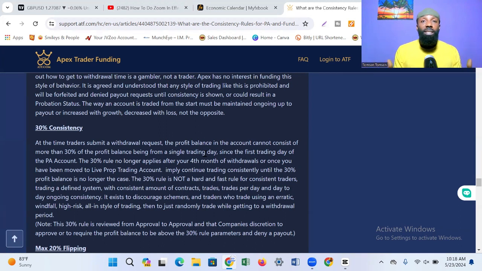Just look at the total amount of money you are making a payout request from, okay, and make sure that a single day's trade does not exceed 30% of that total sum, okay. I think the thing is quite self-explanatory. I hope that explains it, okay. So let's go to the next one.